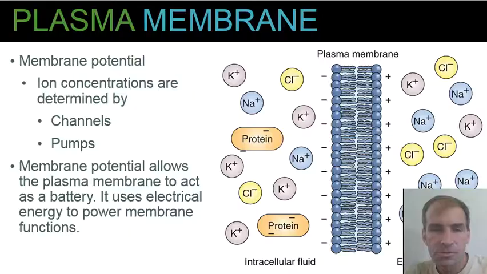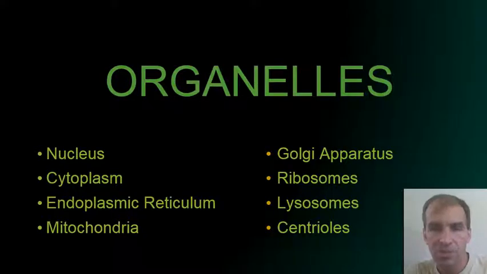Okay, so that's pretty good as far as this. In the next lecture we're going to go into some of these organelles, the nucleus, the cytoplasm, some of these other key organelles in the animal cell.